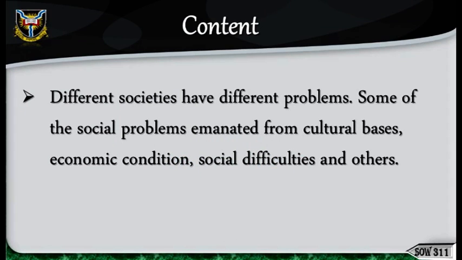Different societies have different problems. Some of the social problems emanate from cultural basis, economic conditions, social difficulties, and others. In developing countries, poverty, food, housing, unemployment, and other basic provisions are the major needs of the population. The specific service agencies are established to meet certain needs affecting the populace. These agencies are often targeted at a specific group in the society. Once a social problem is identified, the government can set up an agency for the purpose of solving the problem.